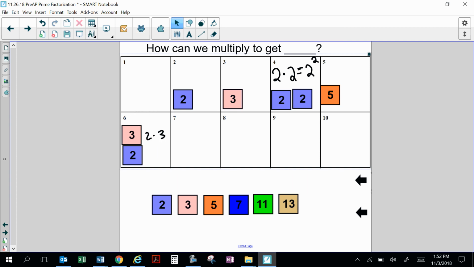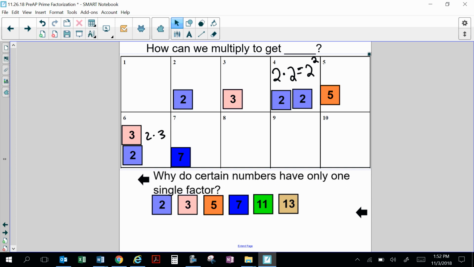7. How can we multiply to get 7? 7 times 1, or just 7? I'm going to stop right here. Here's my question: why do certain numbers have only one single factor? For example, 2, 3, 5, and 7 only have one single factor. Think about what you remember from last year. What type of numbers are those called?